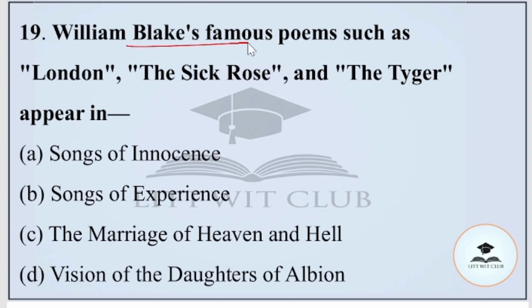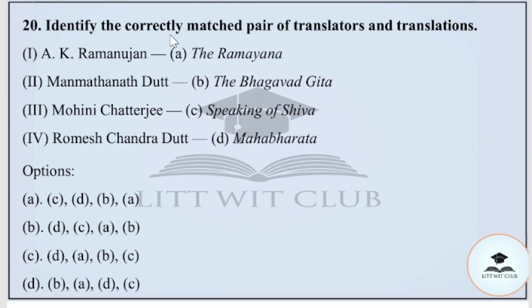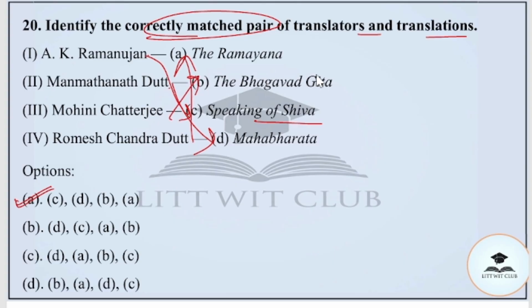Question number 19. William Blake's famous poems such as London, The Sick Rose, and The Tiger appear in Songs of Innocence, Songs of Experience, The Ballad of Heaven and Hell, or The Visions of the Daughters of Albion. And the correct answer is Songs of Experience. Question number 20. We have to identify the correctly matched pair of translator and their translations. And the correct answer is option A. That is A.K. Ramanujan's Speaking of Shiva, Manmathanath Dutt's Mahabharata, Mohini Chatterjee's Bhagavad Gita, and Ramesh Chandra Dutt's Ramayana.